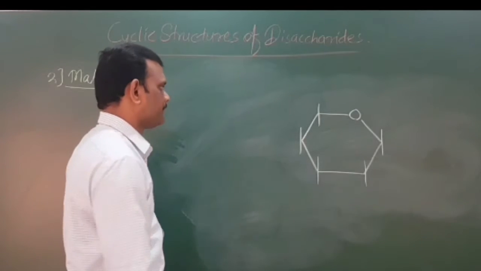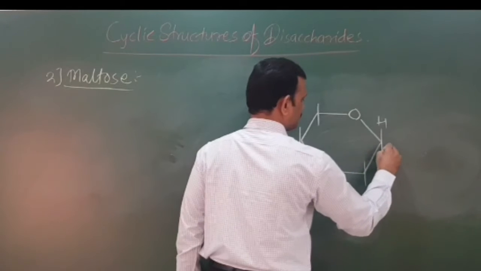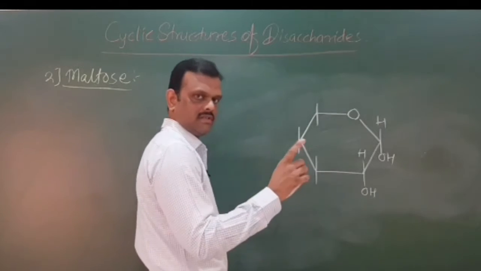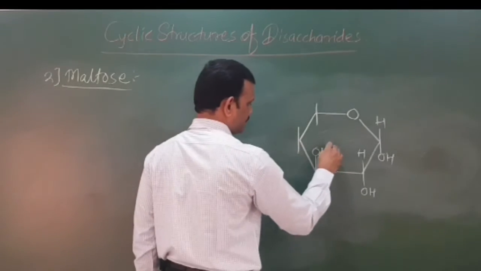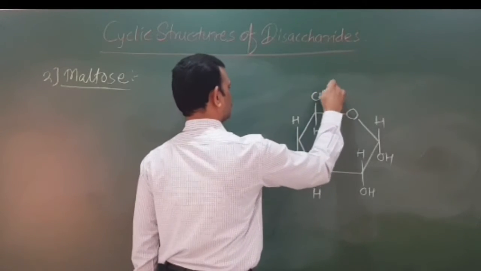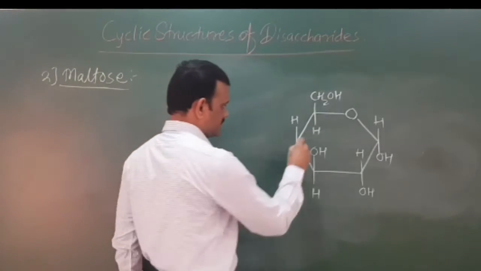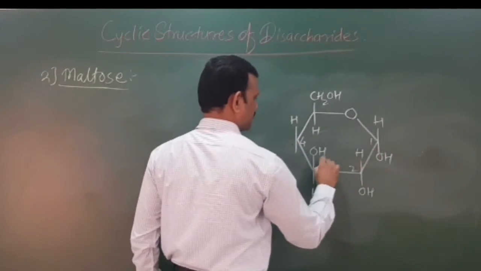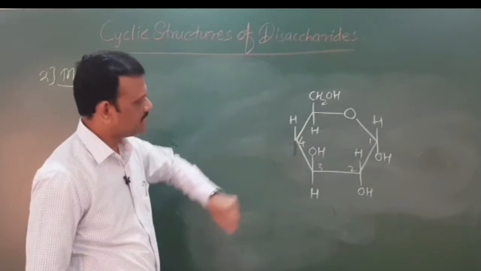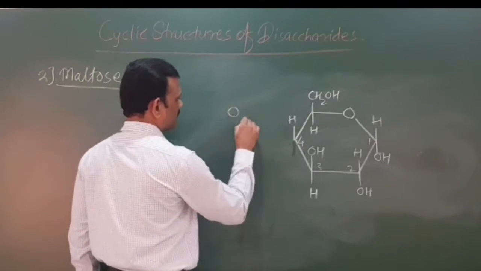First glucose, you have to write. This one is the alpha form, therefore C1, C2, C3, OH up. There is some change on this fourth carbon. That means this one is the fourth carbon: 1, 2, 3 and 4th. The C4 is linked to another glucose. Therefore, again you have to draw one more molecule of glucose.